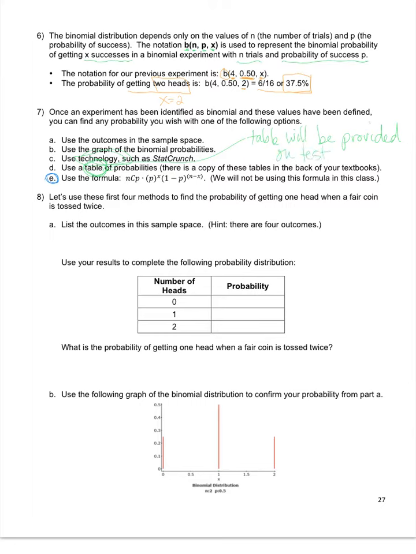And if you check your formula sheet, you're going to see that the formula given here is not even included. So again, don't need to worry about that.